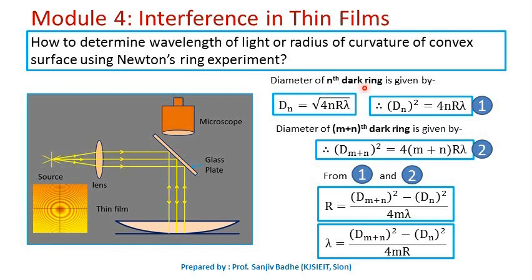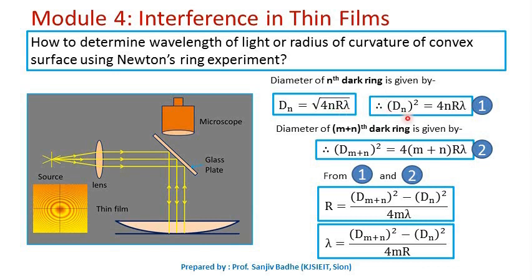The diameter of the nth dark ring is given by dn equal to square root of 4 n r lambda upon mu, where r is the radius of curvature of this convex surface, lambda is the wavelength of light used in the experiment, and mu is the refractive index of the film enclosed between the spherical surface and the plane surface. For an air film, this mu can be taken as 1, and therefore the diameter of the nth dark ring can be written as dn equal to square root of 4 n r lambda.